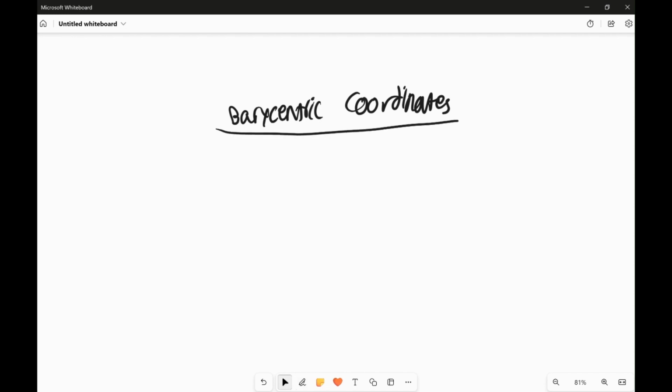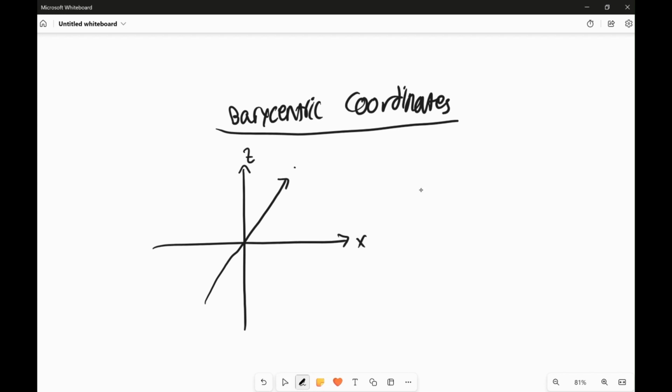I spelled it out on the screen. That's the name of it. So what are barycentric coordinates? Well, the basis of the idea is that you have 3 coordinate axes, a z-axis, an x-axis, and a y-axis, and then you have your triangle ABC. The key idea is that you can put the vertices of the triangle on the axes such that A is on the z-axis, B is on the y-axis, and C is on the x-axis.